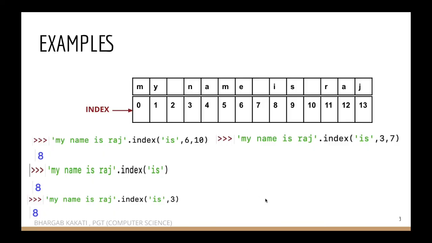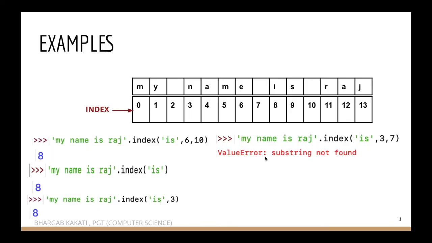Again, let us consider another example. My name is Raj dot index is comma 3 comma 7. That means what it will do? It will search for the substring is within the indices 3 to 6. So within 3 to 6, that means from N till E, do you find the substring is? No, I do not find the substring is. Therefore, it will return a value error.